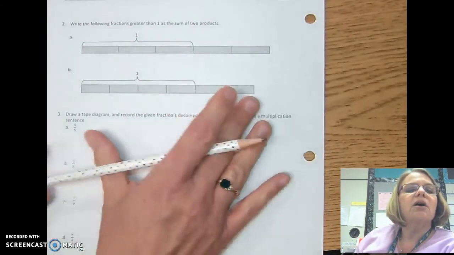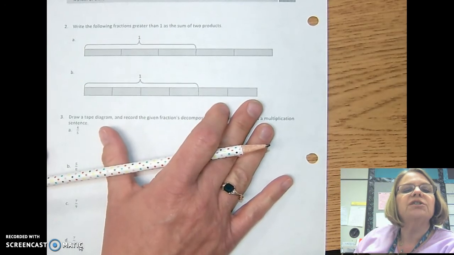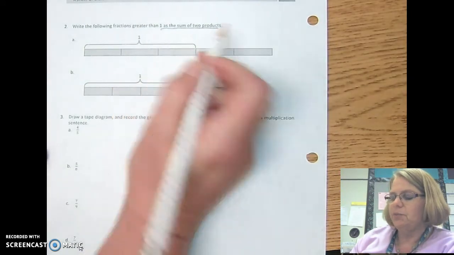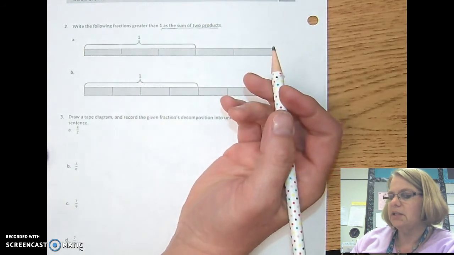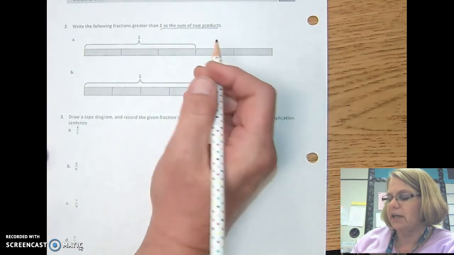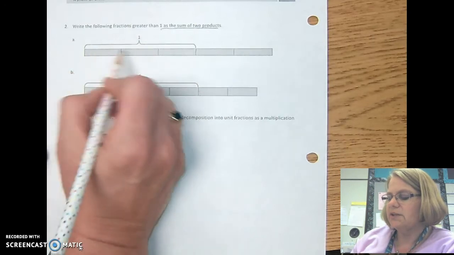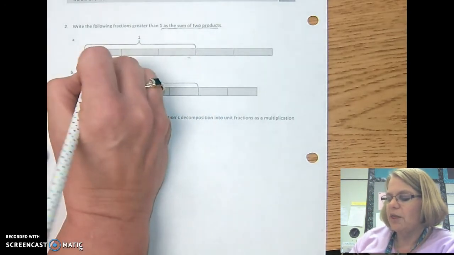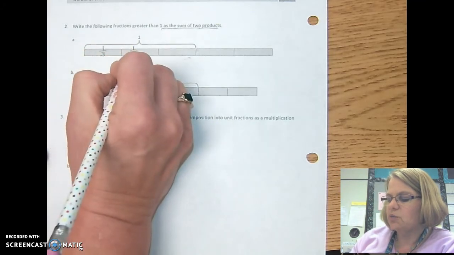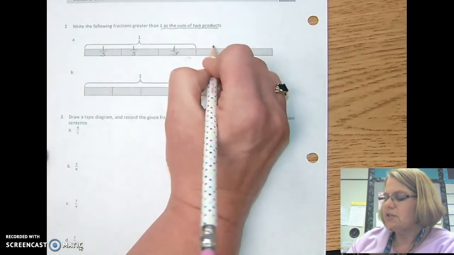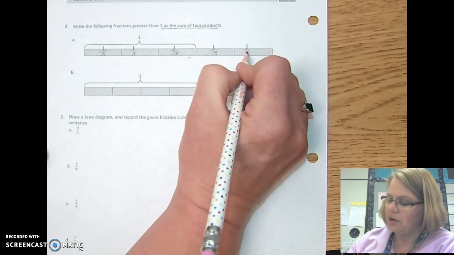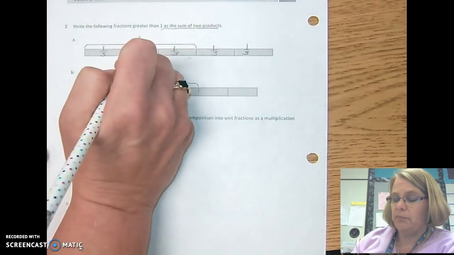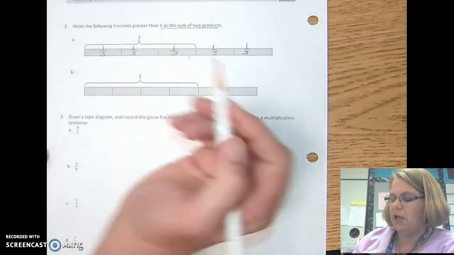Let's turn the paper over and see what's on the back. Okay. So, write the following fractions greater than 1 as the sum of two products. So that's basically the same thing that we just did. So this is how many makes up a whole. So it's 1/3. Each one of these is 1/3. So this is also 1/3. So these fractions are greater than 1, both of this A and B.